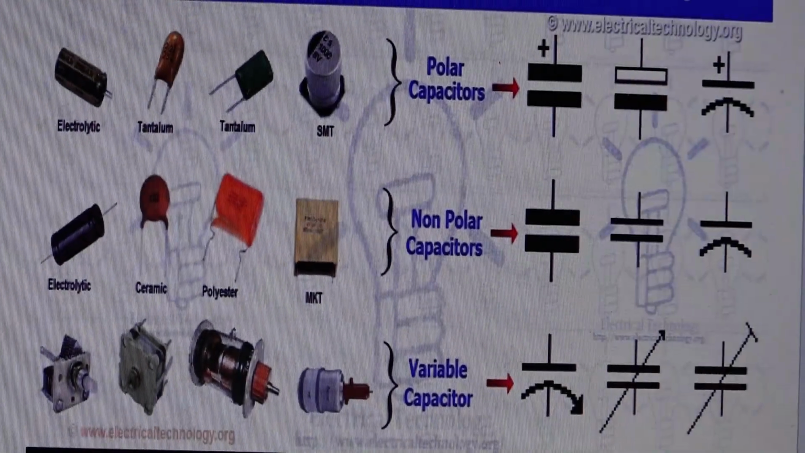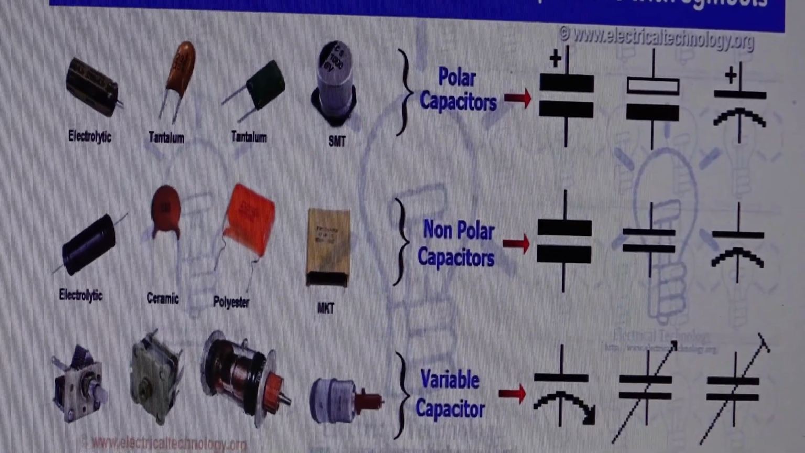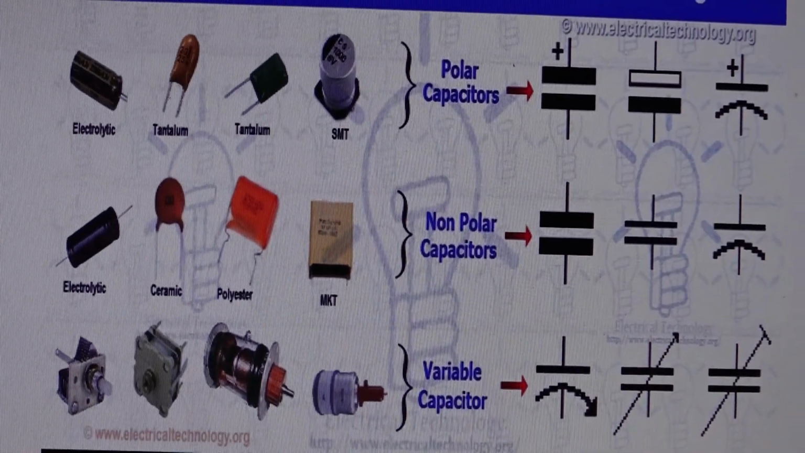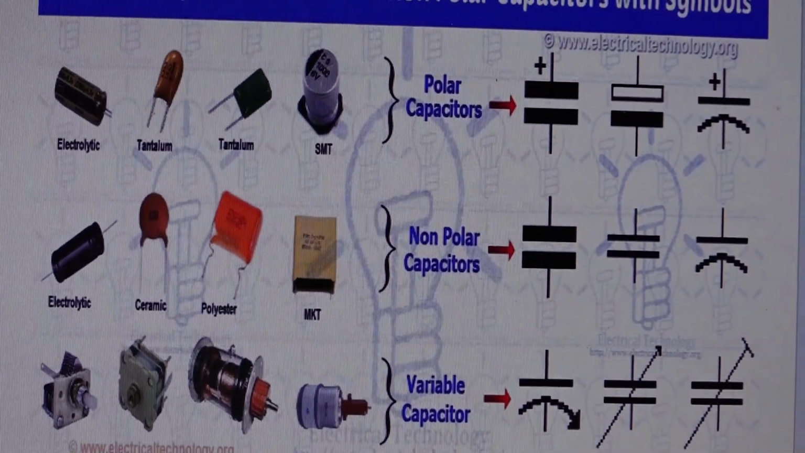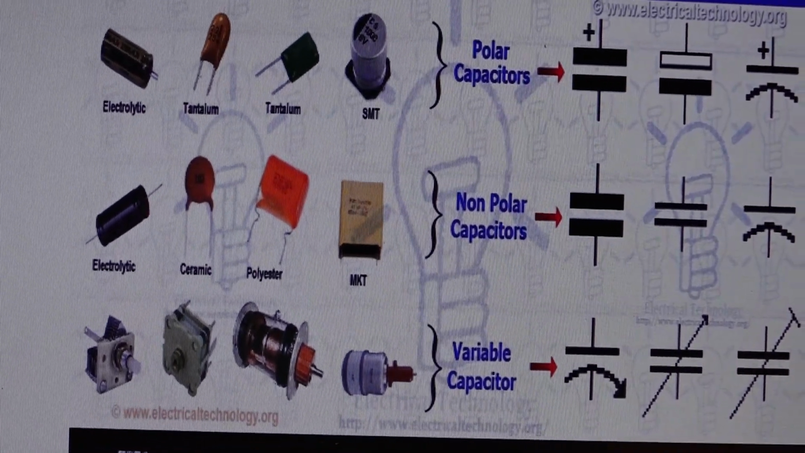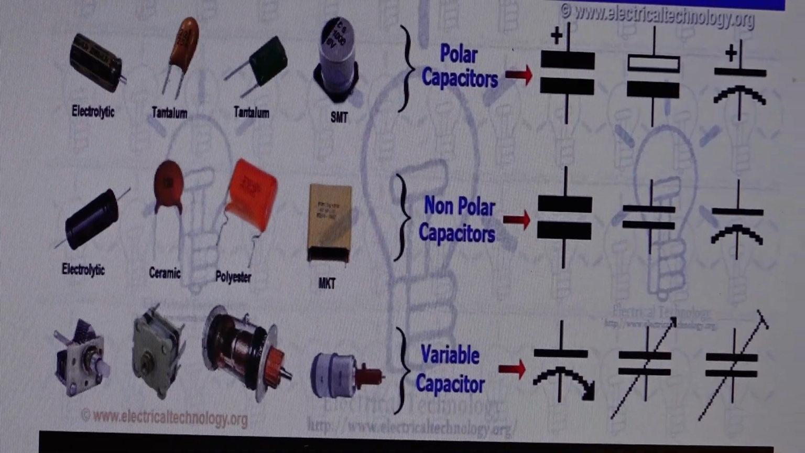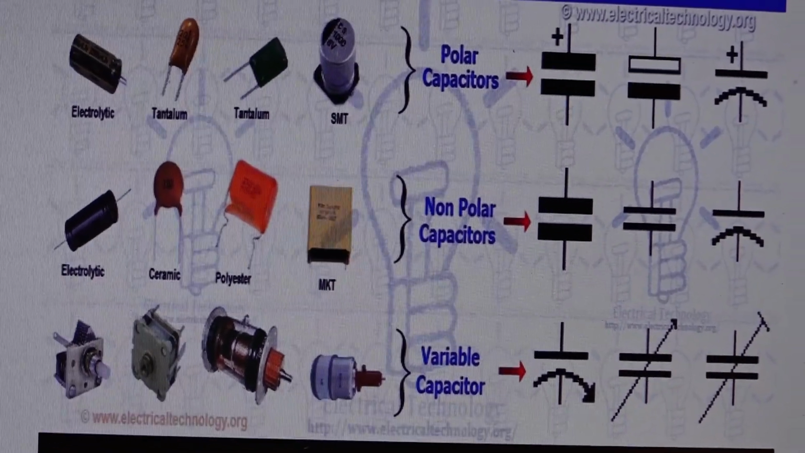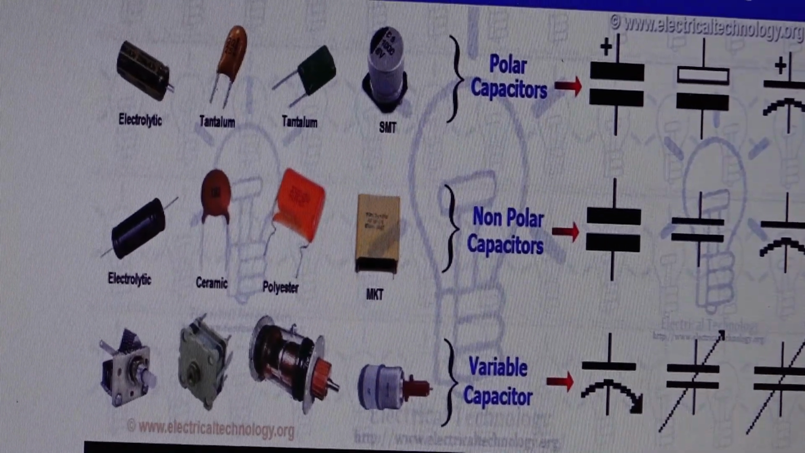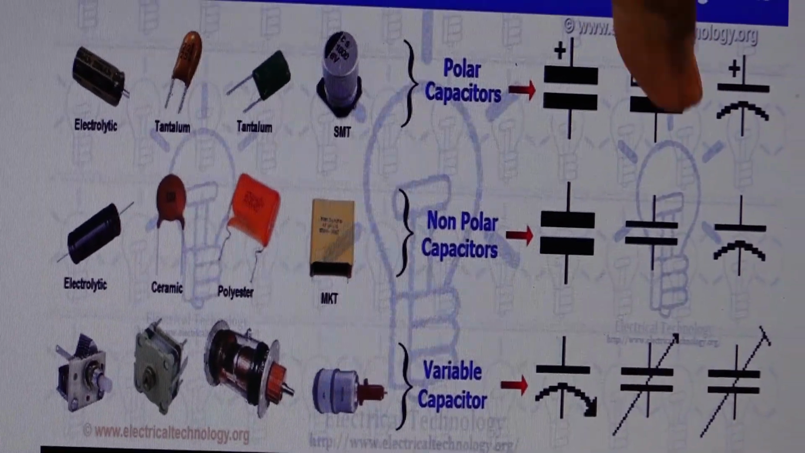Okay, these are the different types of polarized, non-polarized, and variable capacitors with their schematic symbols. The first one is polarized capacitors, where we have the electrolytic capacitor, the tantalum capacitor, the tantalum SMD capacitor, and the surface mounting device capacitor, and their corresponding symbols are this one, this one, and this one.